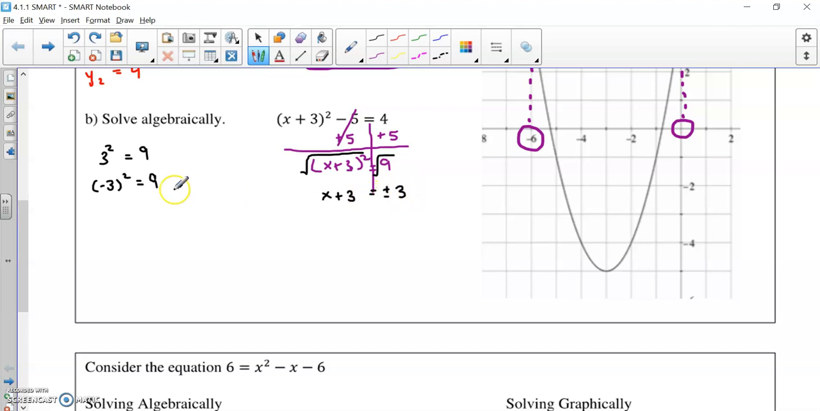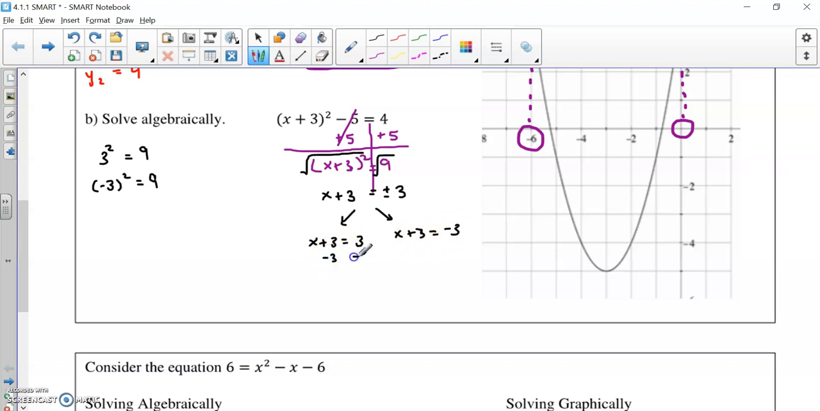Okay? It would be bogus to just ditch the negative 3 when we know it's a valid solution. So at this point, we have to split this up into two pieces. And that's how we are going to be able to get two solutions, which makes sense because when we solved it graphically, we had two solutions, didn't we? All right, so now we can solve these both separately.